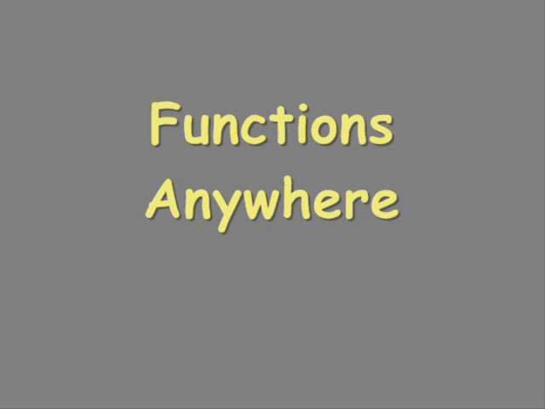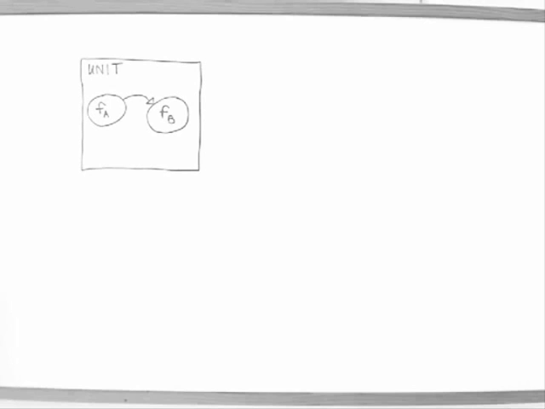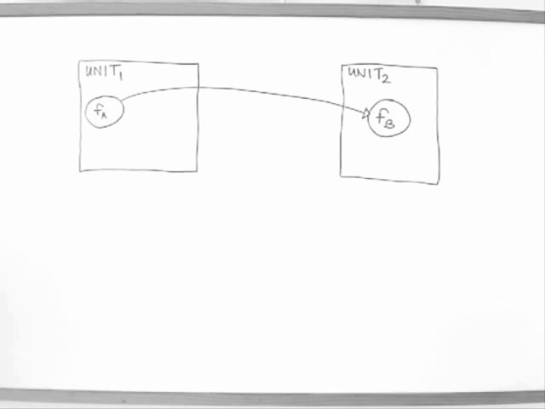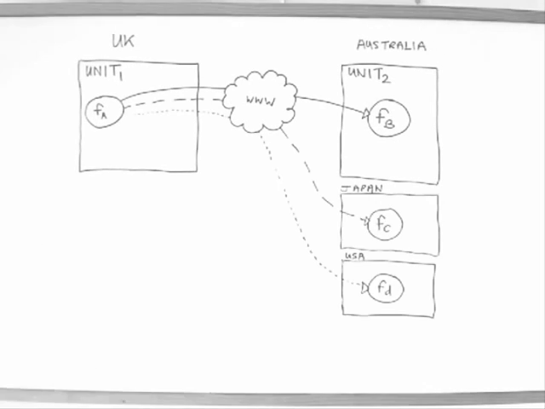How do we make a call to any function anywhere from our embedded unit? Well, it's easy to make a call to another function on the same unit, but what about when it's on a different unit? Or a different country? We could use the World Wide Web and make simultaneous calls to different units all over the world, all from our embedded unit.